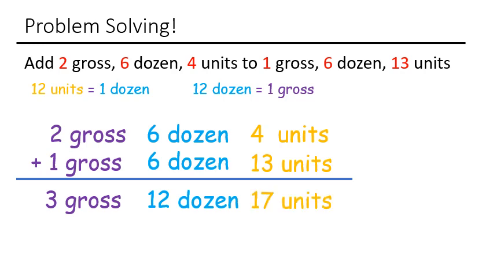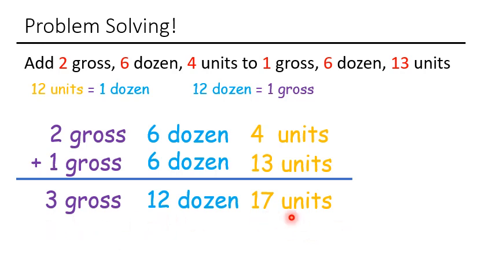Okay, now I'm going to actually start with my units. You always want to start with your smallest and work towards the largest. So if you're working with money, you want to start with your pennies and work towards your dollars. It doesn't matter, always start with your smallest and work towards your largest.